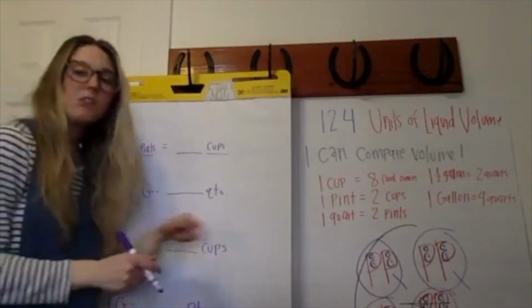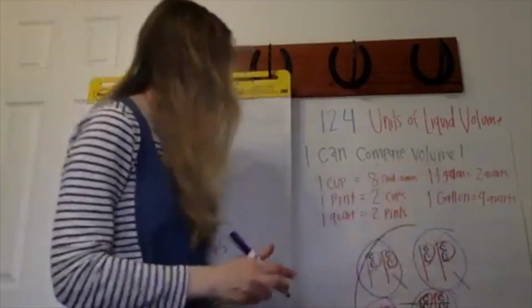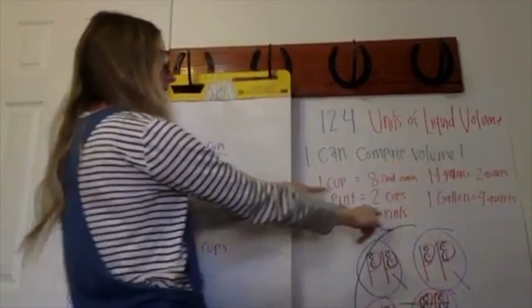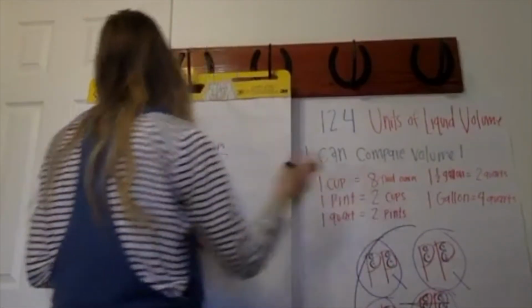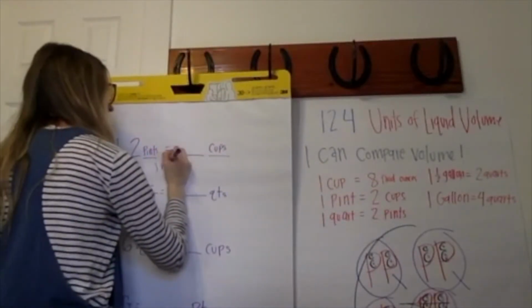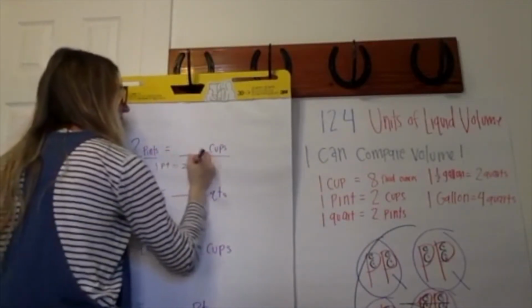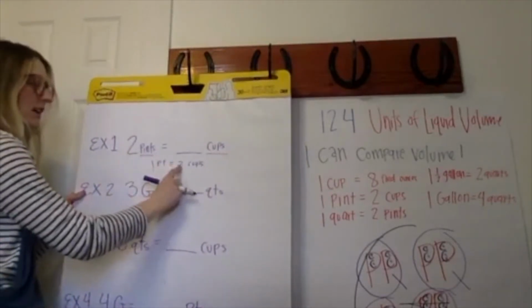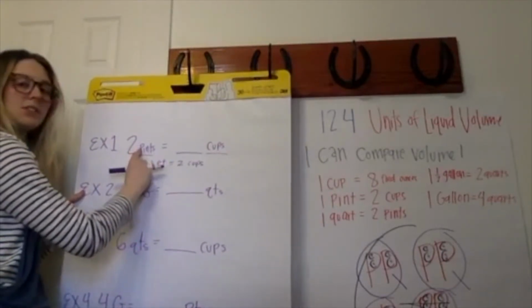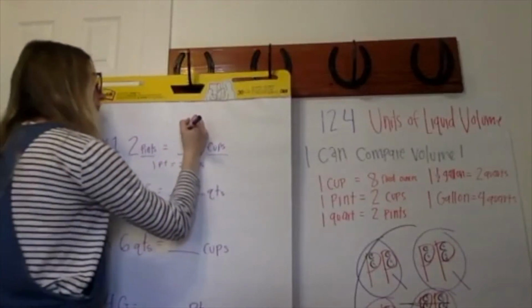So if you want, you could use our numbers up here. We could see, oh, this one has pints and cups, right? So 1 pint equals 2 cups. So all we do is multiply. We do our 2 times our 2. 2 times 2 is 4.